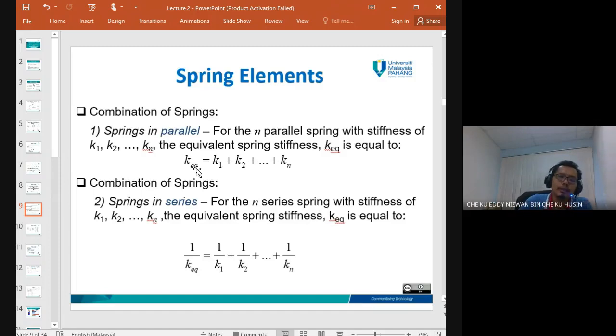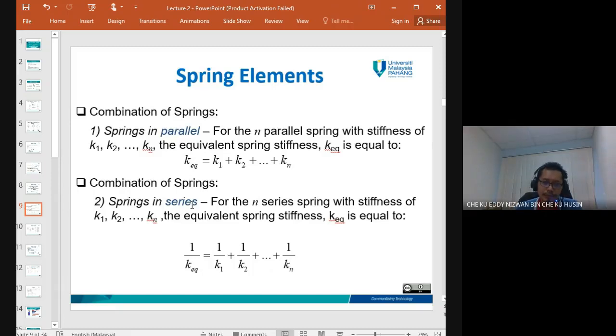Okay, for example, if the springs are parallel, meaning that all the springs are in direct contact with the mass, then we can find the equivalent stiffness based on the summation of all the stiffnesses. So K equivalent is equal to K1 plus K2 plus dot dot dot until Kn, however many K there are. This one is for the parallel. And if it is series, series means that a spring is connected to a spring and then connected to the mass.